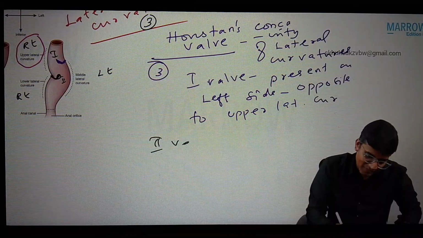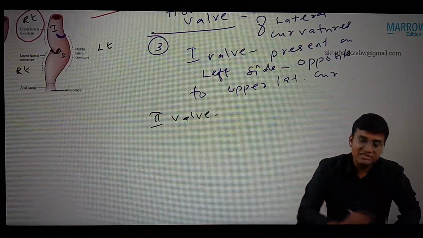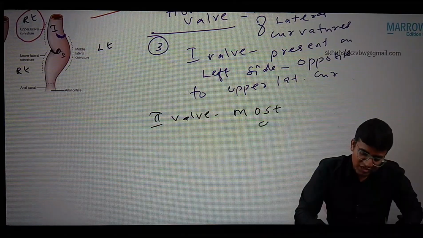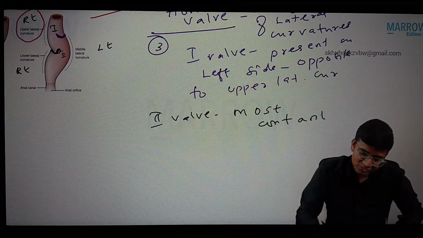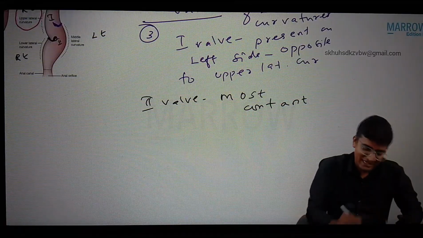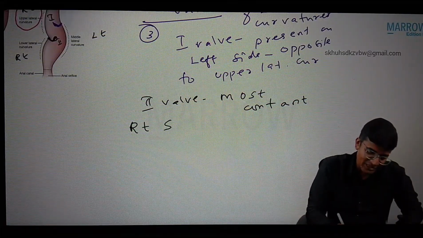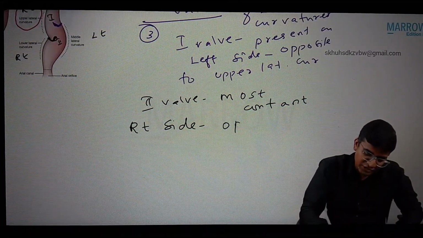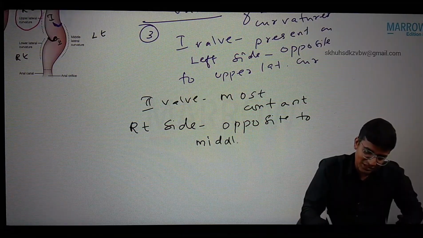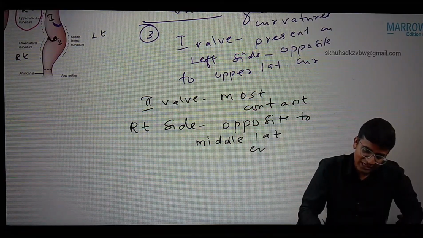The second valve is the most constant valve. Sometimes 1 and 3 can be absent, but the most constant valve is the second one only. It is present on the right side, opposite to the middle lateral curvature.